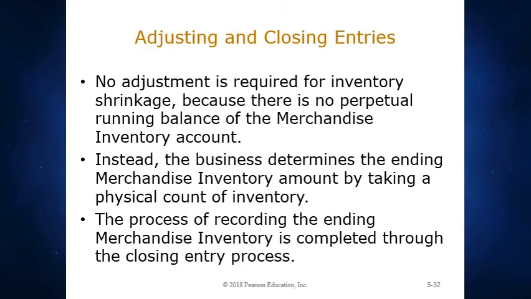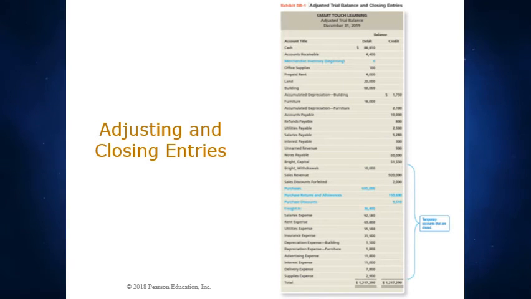Adjusting and closing entries. So there's no adjustment required for inventory shrinkage, because there's not a perpetual system running, and because we're already doing those physical counts, we don't have to record for that. But we would still be able to determine how much we had lost based on shrinkage, just by knowing what we should have on hand. Instead, we will just determine the merchandise inventory by taking a physical count, and then we will record that through the closing entry process. So again, we still see our new accounts here, and we have our temporary accounts that we're going to be closing out in this process, which is still our withdrawals, our revenues, and our expenses.